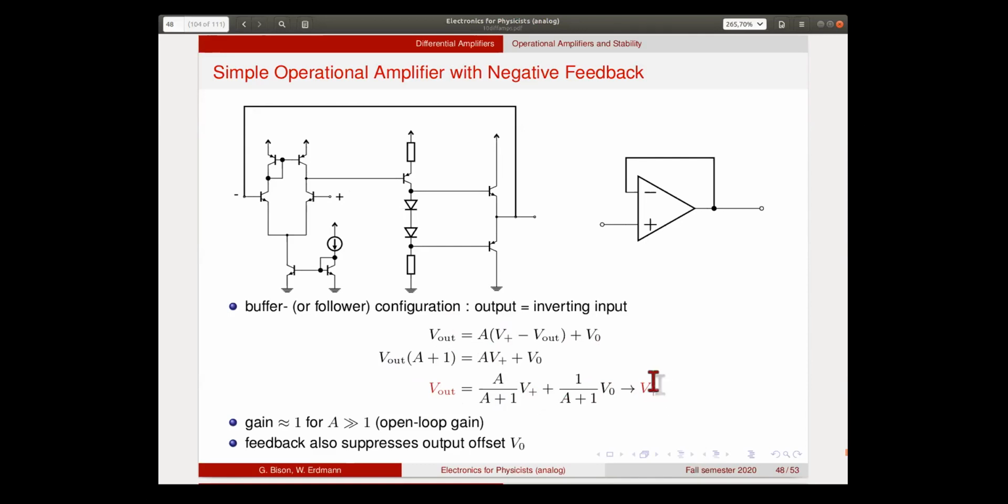So this is roughly the same as V plus. If you now think that A is a number like 20,000 or even higher in many cases, this factor becomes 1 and this one becomes negligible. So our output will become a copy of the input. So we call this the gain of this buffer is 1, for an open loop gain of the amplifier which is much larger than 1.